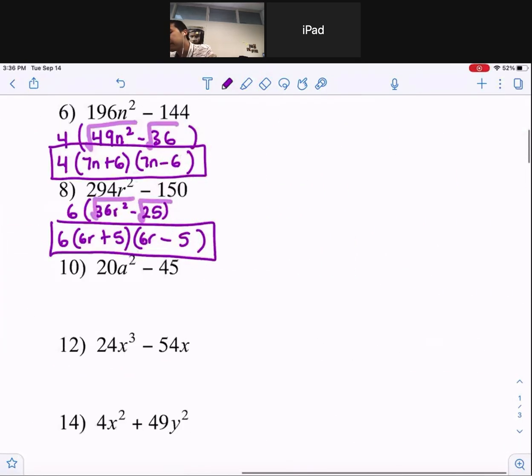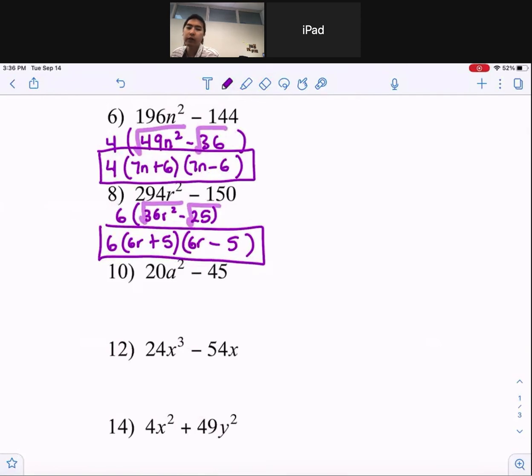And last problem. You can factor out a 5 from both. So 20 divided by 5 is 4a to the second. Negative 45 divided by 5 is negative 9. Both of these are perfect squares. So 5 times 2a, 2a, 3, and 3.